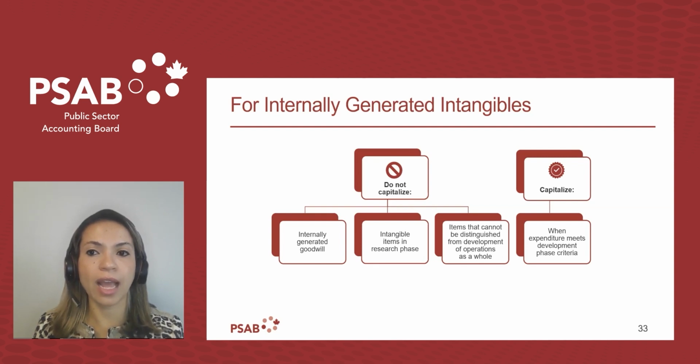To recognize expenditure as an intangible asset, IPSAS 31 requires an entity to be able to demonstrate the following: the technical feasibility of completing the intangible asset so that it will be available for use or sale, its intention to complete the intangible asset and use or sell it, its ability to use or sell the intangible asset, how the intangible asset will generate probable future economic benefits or service potential, the availability of adequate technical, financial, and other resources to complete the development and to use or sell the intangible asset, and its ability to measure reliably the expenditure attributable to the intangible asset during the development.